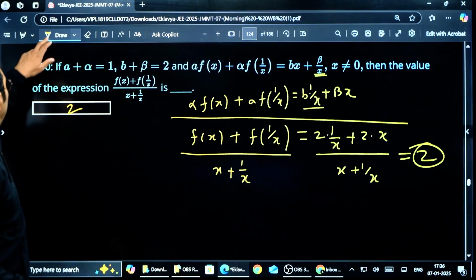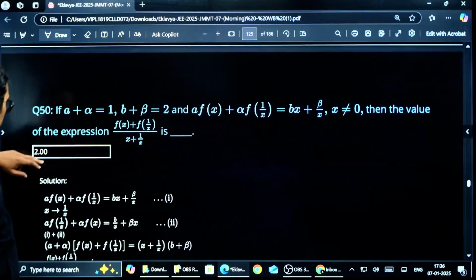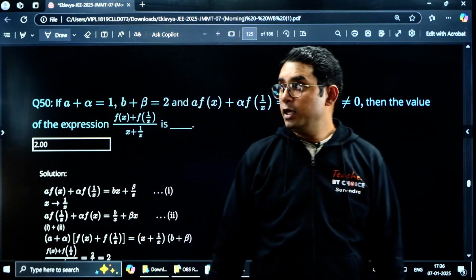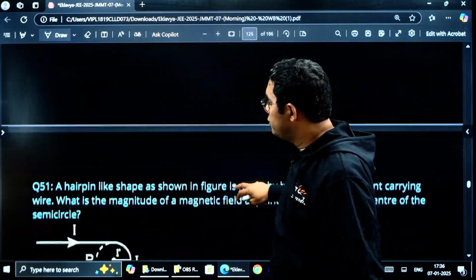I think it was a decent paper. Some questions were a bit tricky, not very tricky. Okay, so this completes the solutioning of this paper.